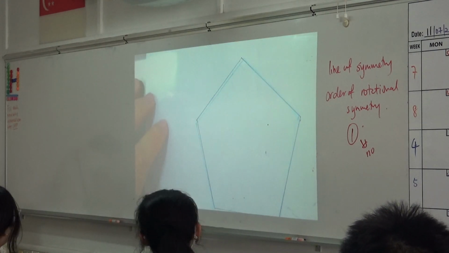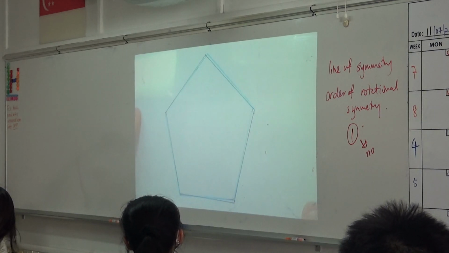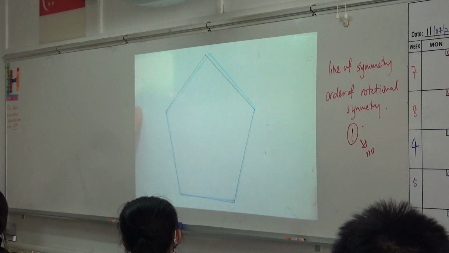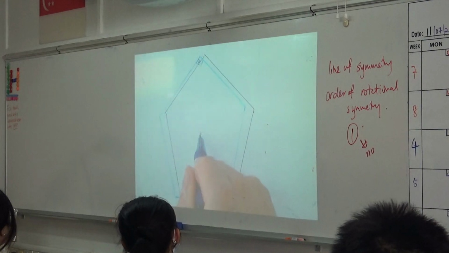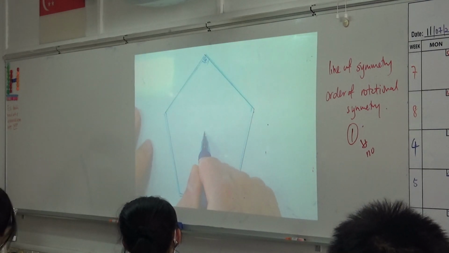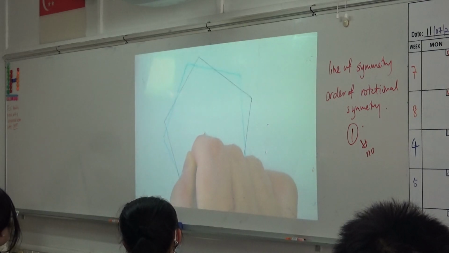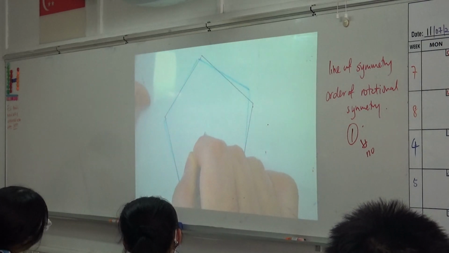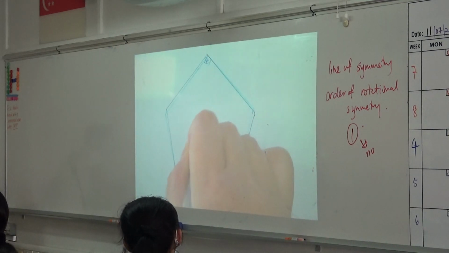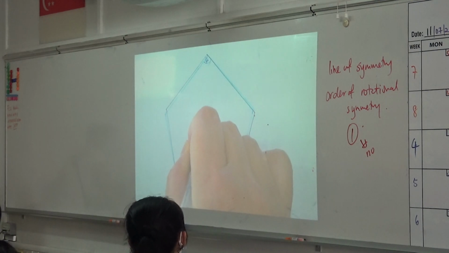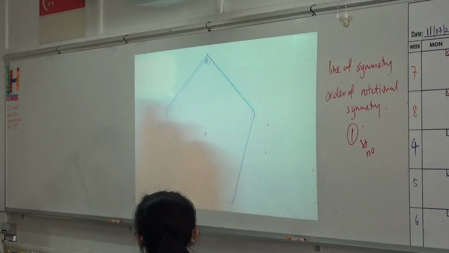This is a pentagon. I think you know already. What's the order? 5. Now, can I shade this top one? I put here. Must maintain the same shape. So can you see it's 1 time, 2 times, 3 times, 4 times, 5 times. Then you go back to the original. Do you understand now? Okay, so this is order 4. Order 5. Okay?